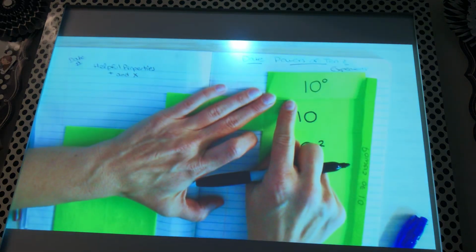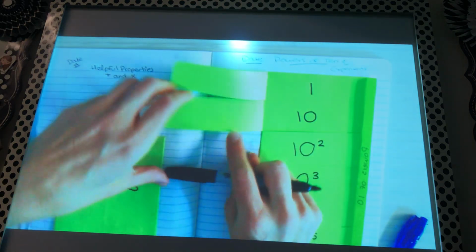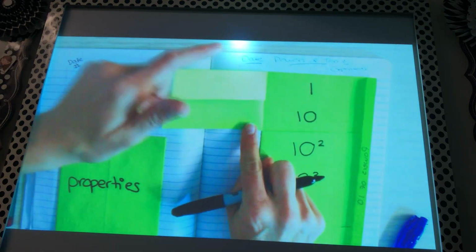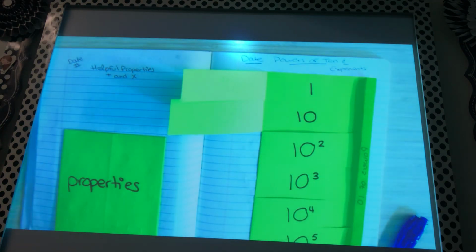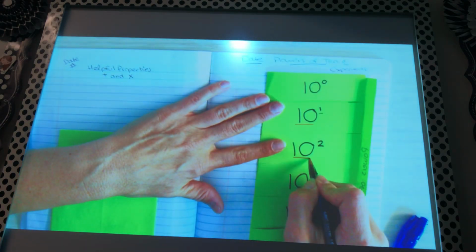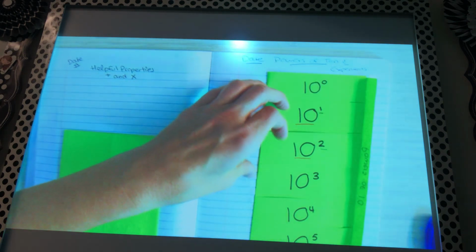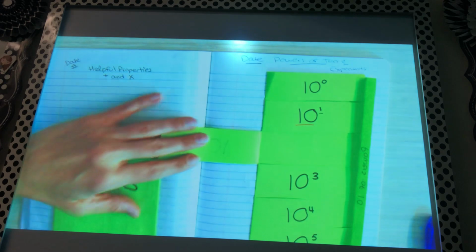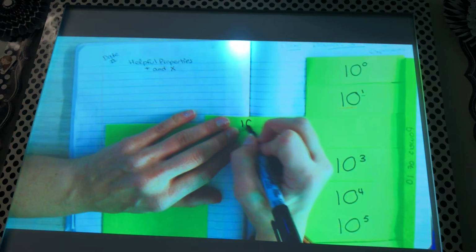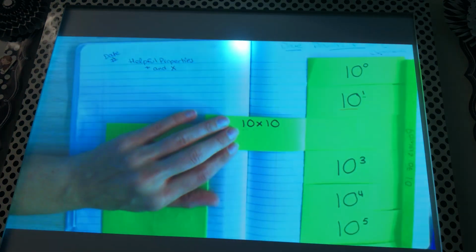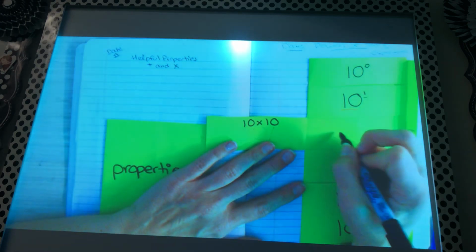So 10 to the 0 is 1. 10 to the 1st is 10. Next, I have a base of 10 and an exponent of 2. That means my base repeats 2 times as a factor. That's 10 times 10, which most of us know is 100.